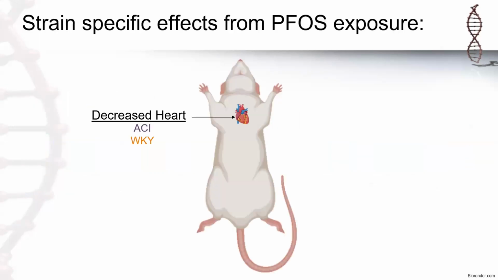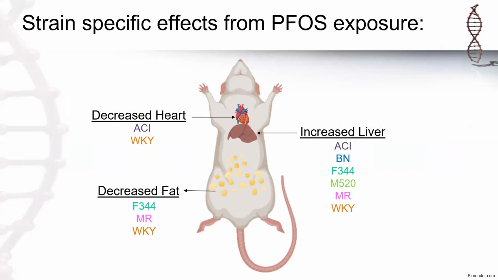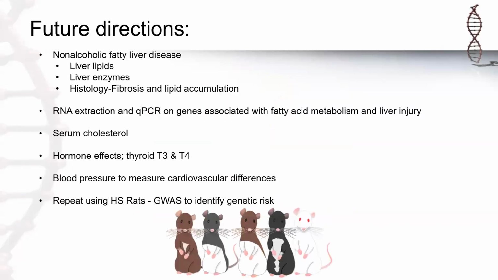I know I threw a lot at you, so just a quick review here shows that the ACI and WKY have a decreased heart size. All strains but the buffalo, because we have low numbers at this point, have increased livers. Fisher, MR, and WKY have decreased fat, and the ACI have a decreased body weight gain. So based on the significant differences in the phenotypes presented, you can conclude that there are strain-dependent effects from PFAS exposure. There's still a lot of work to be done, especially at the benchtop.